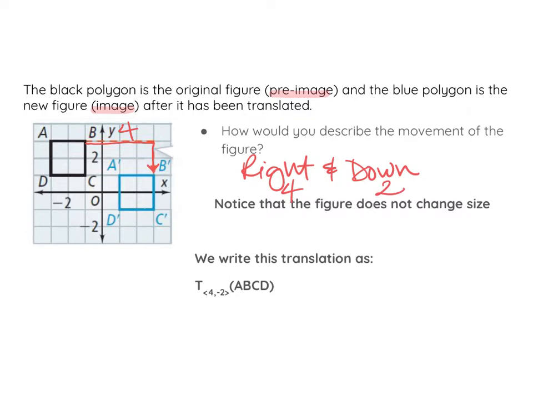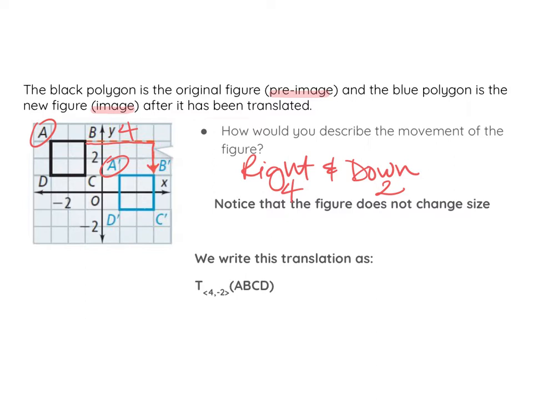Like it says here, notice that the image doesn't change sizes. The figure doesn't change sizes at all. If I look, A is in the top left here, and it's still in the top left when it's A prime. So the orientation doesn't change at all either. Again, we're just picking up the black image, sliding it 4 to the right and 2 down, so it lands perfectly on that blue image.